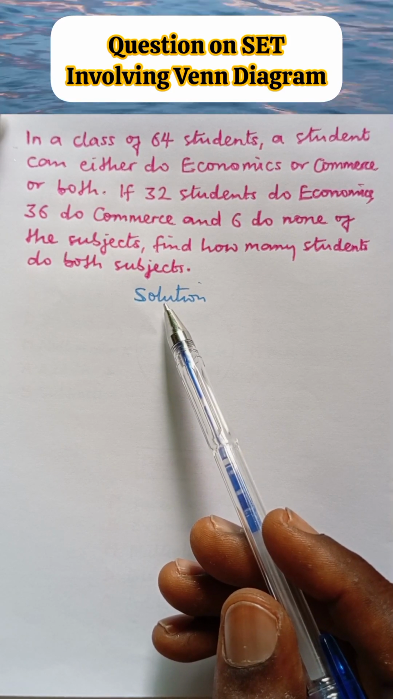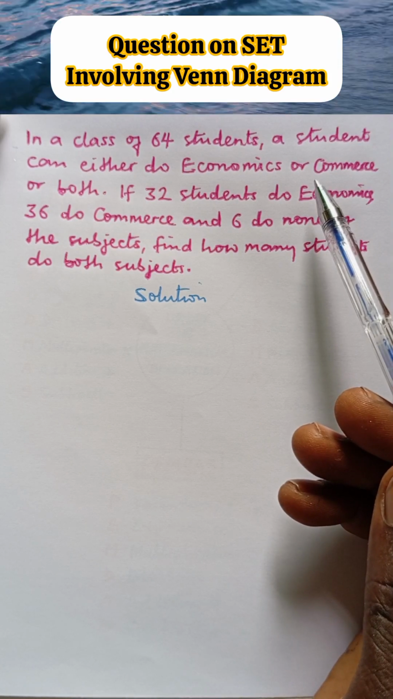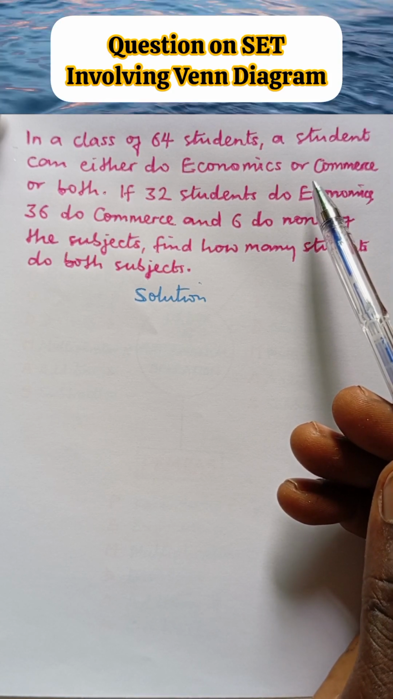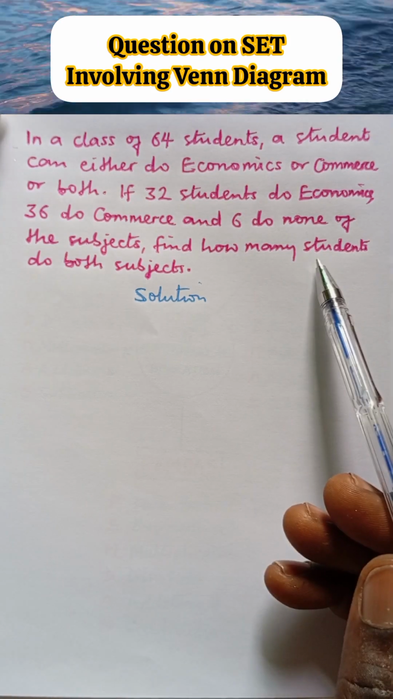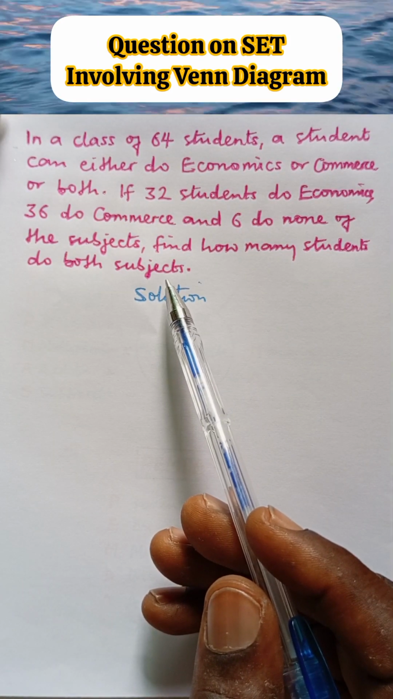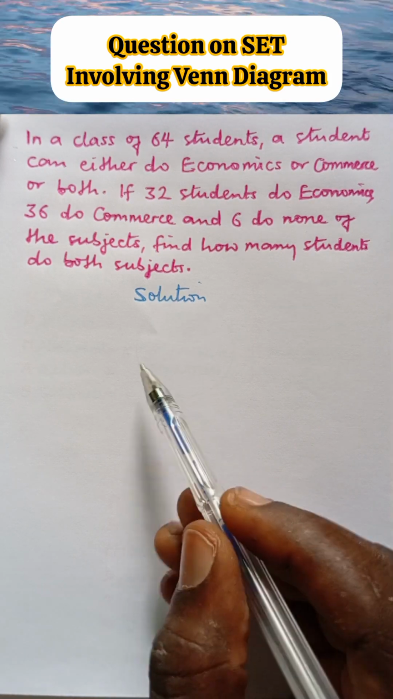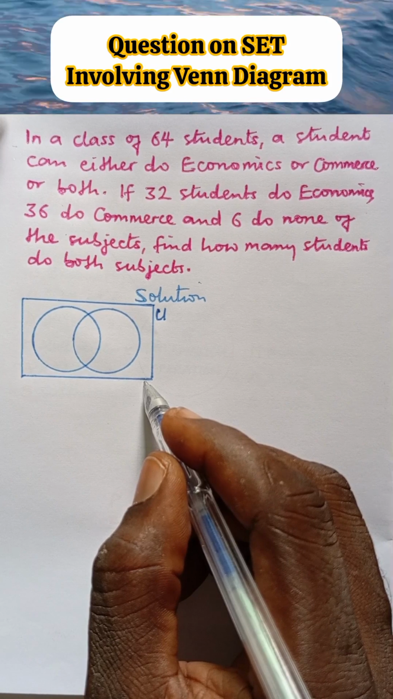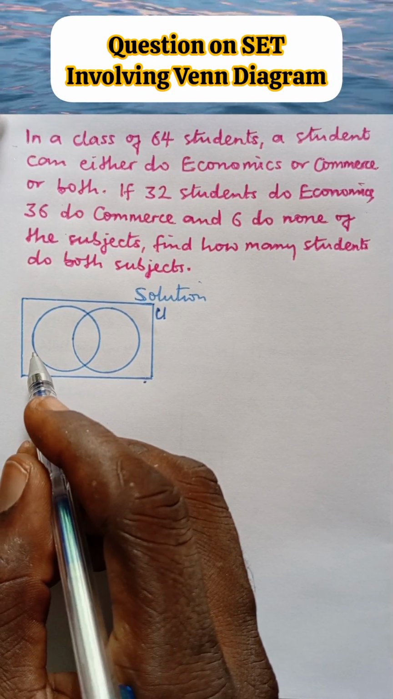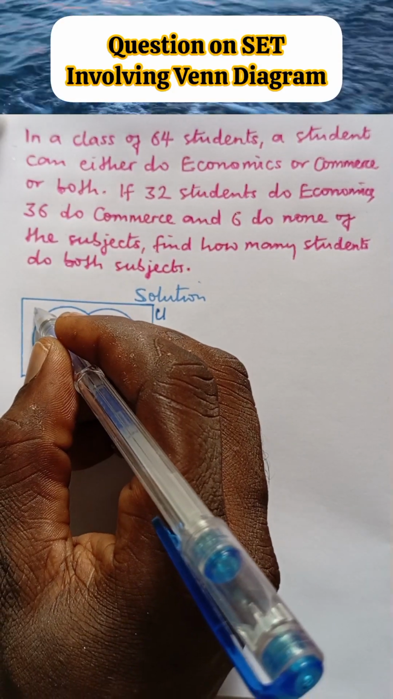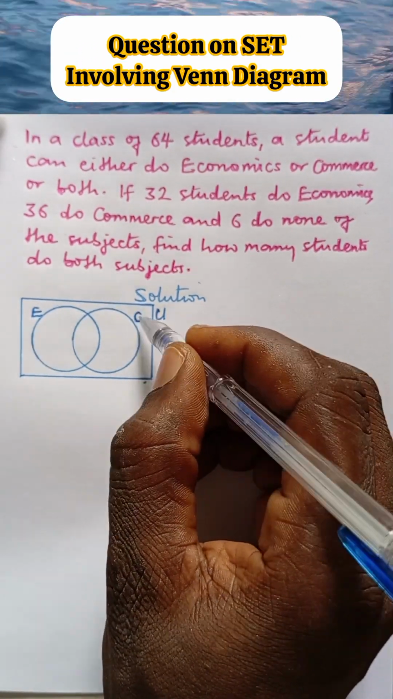Bear in mind that we are dealing with two subjects, economics and commerce, and so our Venn diagram will contain two circles. Also note that the question says how many students do both subjects, which means the circles of the Venn diagram will intersect each other. Now we have our Venn diagram here. Let this circle represent economics. So we'll come here and put economics, and this other one represents commerce.